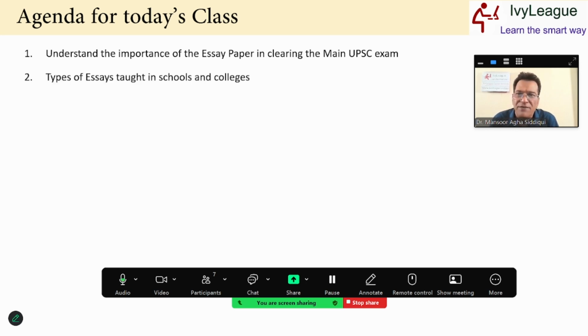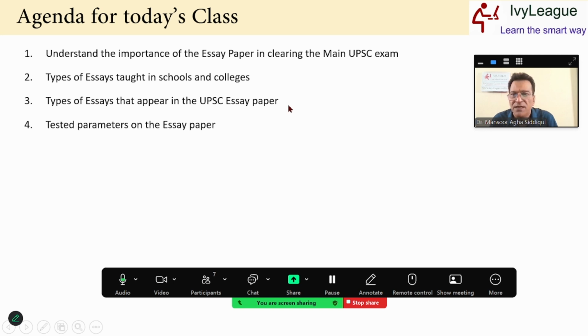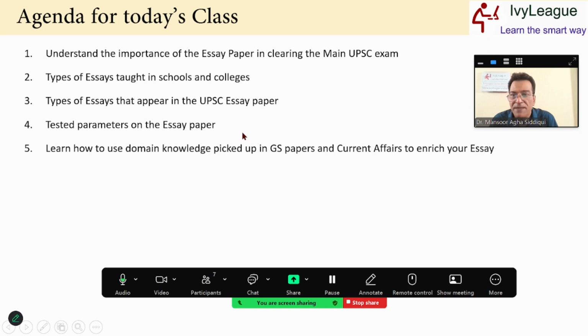We look at the kind of essays which are taught in schools and colleges and the type of essays which actually appear in the UPSC essay paper. We'll see what the tested parameters on the essay paper are. We learn how to use domain knowledge which has been picked up from GS papers and from current affairs in order to enrich your essays.